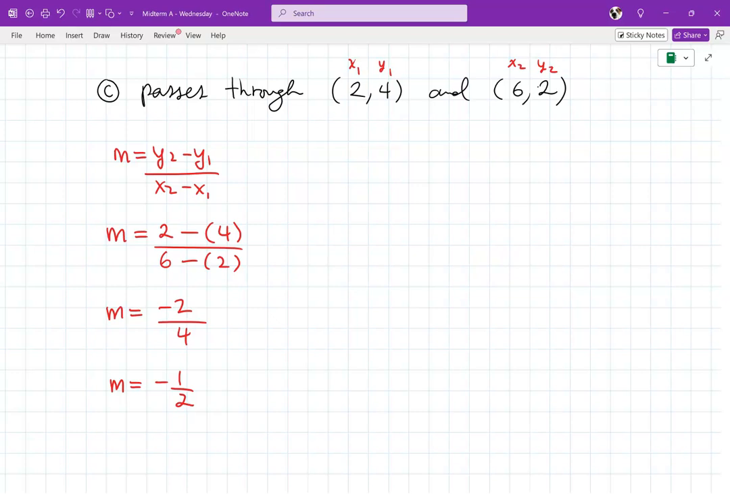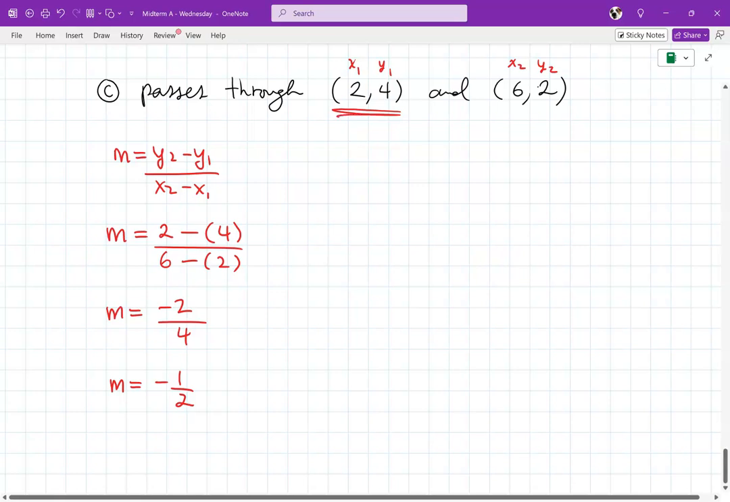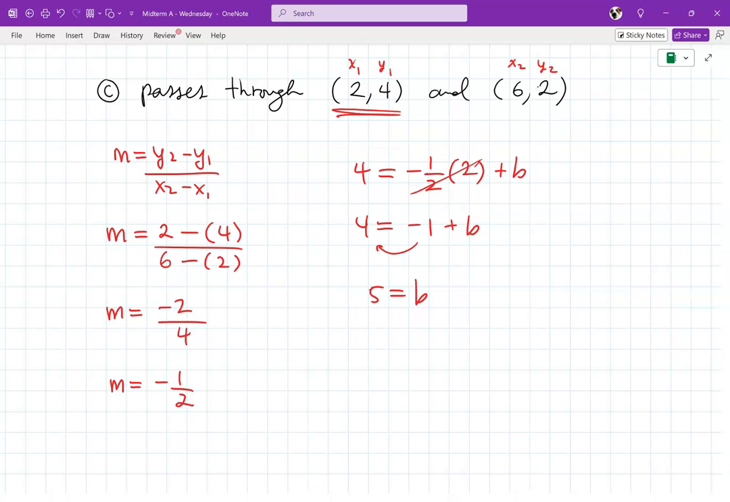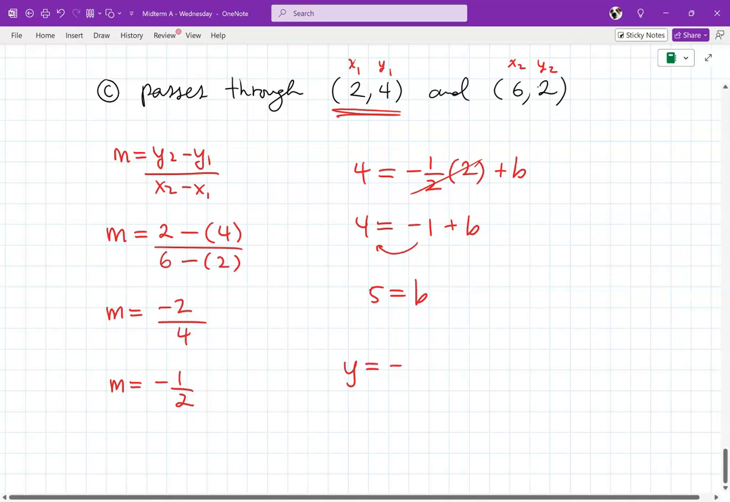Okay, so let's use this one right here, (2, 4). So my y value is 4, so y equals m, that's negative half, times x, which is 2, plus b. So 4 is equal to, that's going to be a negative 1 plus b, because the 2's will cancel. So it's just negative 1 plus b. Add the 1. 5 is equal to b. Now I have m, now I have b, so I just need to write y equals mx plus b, right? So y is equal to negative half x plus 5. And that's it.